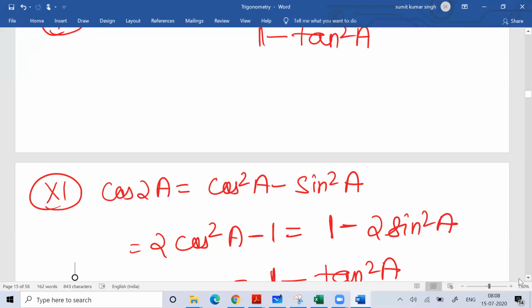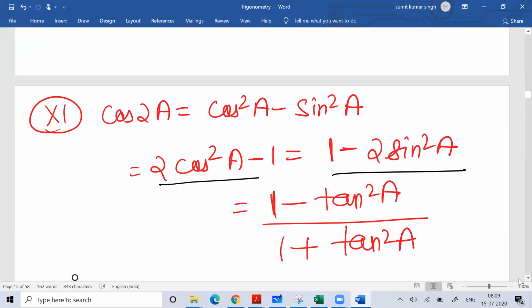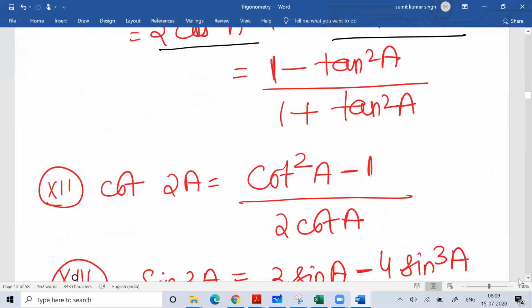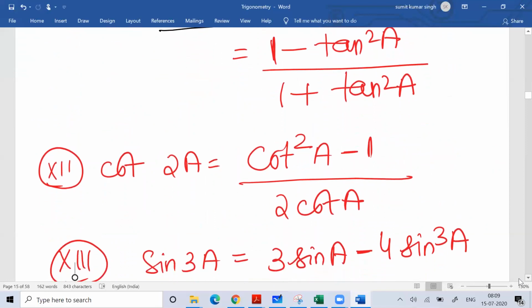So you can write this as 2 cos square A minus 1, or as 1 minus 2 sin square A, or as 1 minus tan square A divided by 1 plus tan square A. Similarly, cot 2A means cot square A minus 1 by 2 cot A.